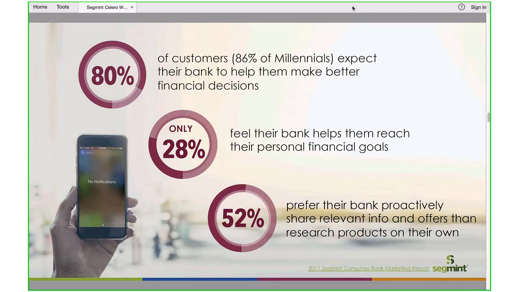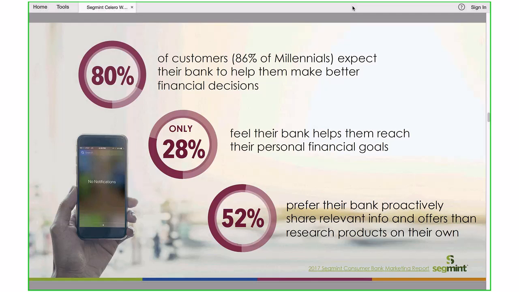So here's a look at some of the findings, what we feel are some of the most relevant findings in the consumer study we took on earlier this year. What we found is 80% and 86% of millennials expect their institution to provide them with information to help them make better financial decisions. And even with such high expectations that we see out there in the market, just over a quarter of those same consumers and members feel that their institution provides them with information that will actually help them reach their personal financial goals, whether that be for life events such as paying for college or even saving for a down payment for a home.